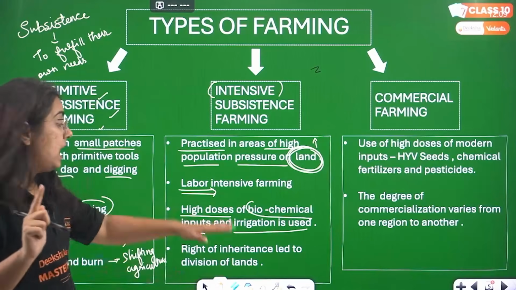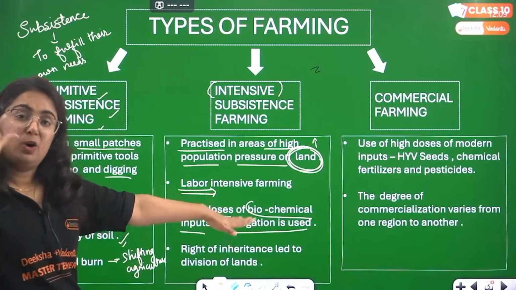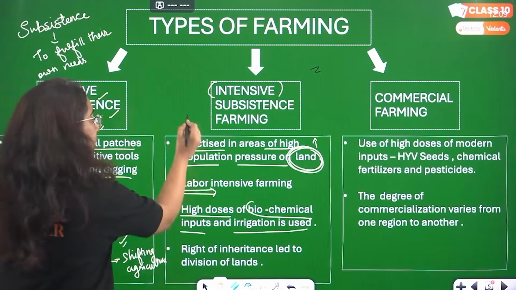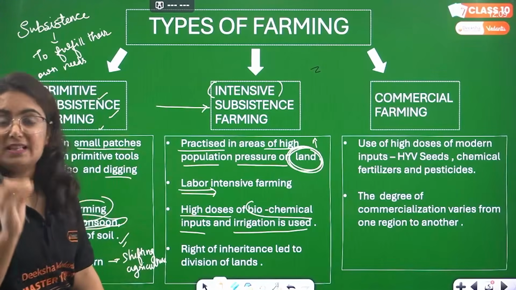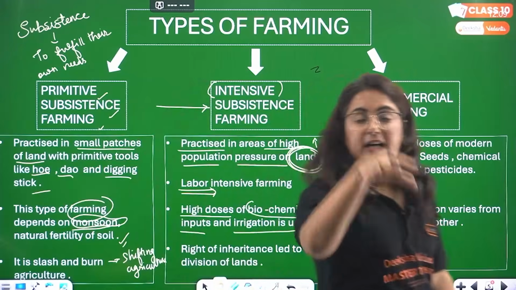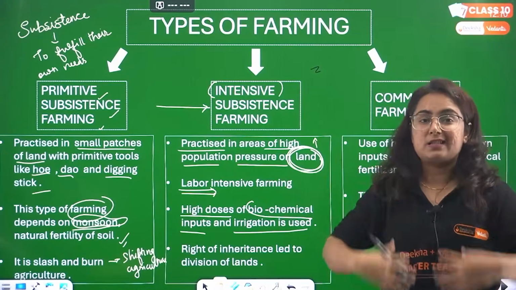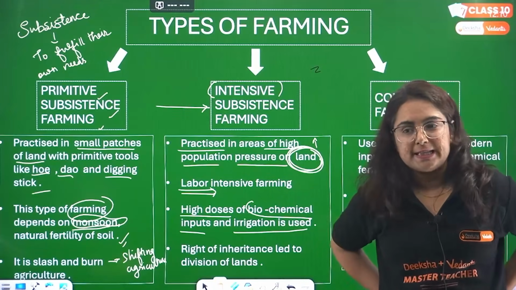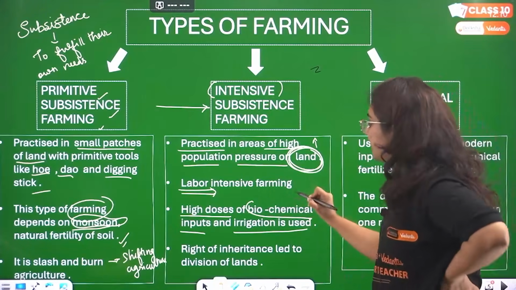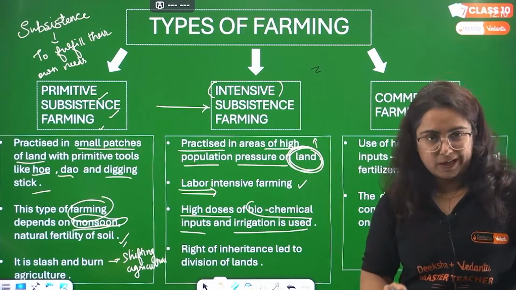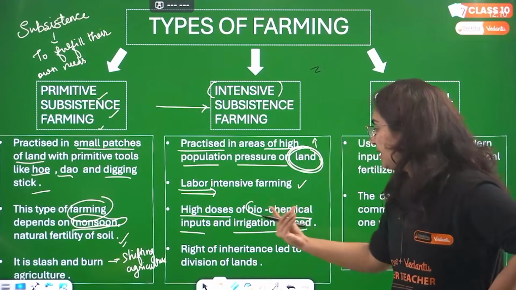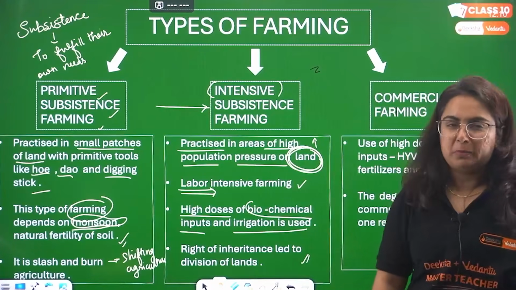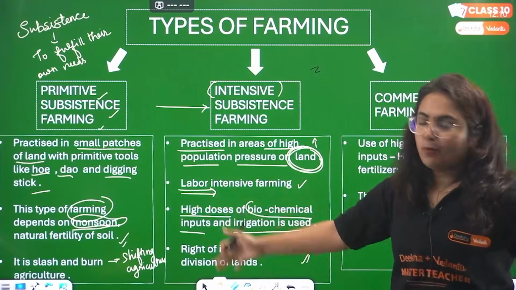But pay attention, high use of what, beta? Biochemical inputs. Right? I know that it is intensive, but one word is also here, that is subsistence. Now also the people here are growing crops only to feed their stomach, not with an objective to sell it in the market and get the profit. Okay? So here, my dear students, it is a labor intensive type of farming, where the use of biochemical inputs and irrigation is done. Right of inheritance leads to the division of land, and this is the biggest problem in India. What is that problem?